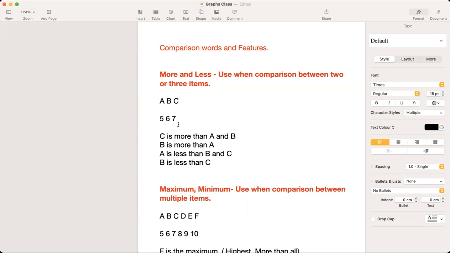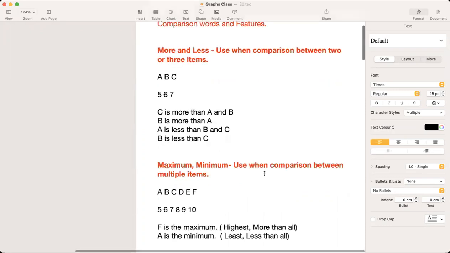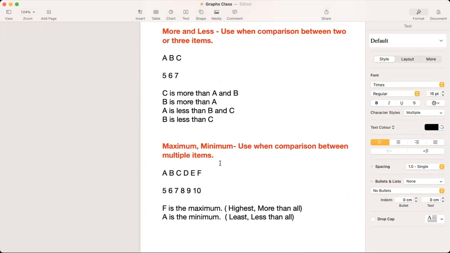I'm telling you this because later on we are going to do another word, maximum, and we are going to learn the difference between more and maximum, where to use maximum and where to use more. For now, I'll tell you we use more when the comparison is between limited items. Here the comparison is just between 2-3 items, so we use more. C is more than A and B. Similarly, B is more than A. And the same way we use less: A is less than B and C, and B is less than C. Now let me explain the importance after doing maximum.